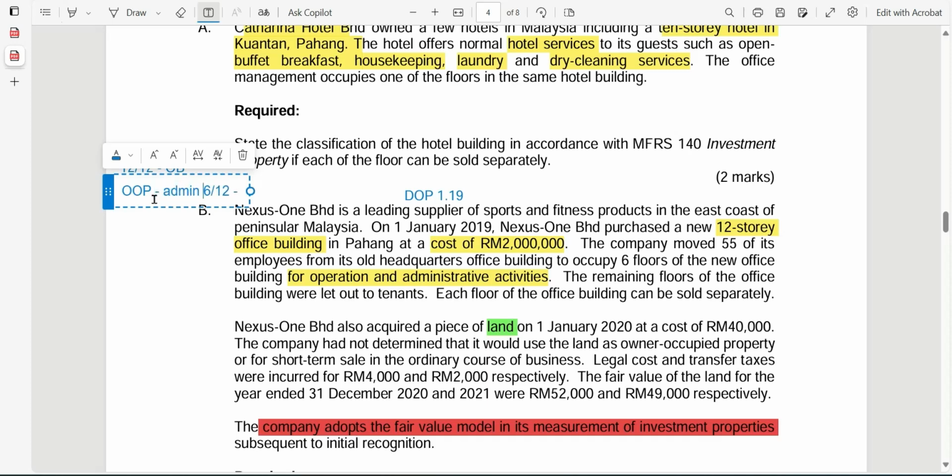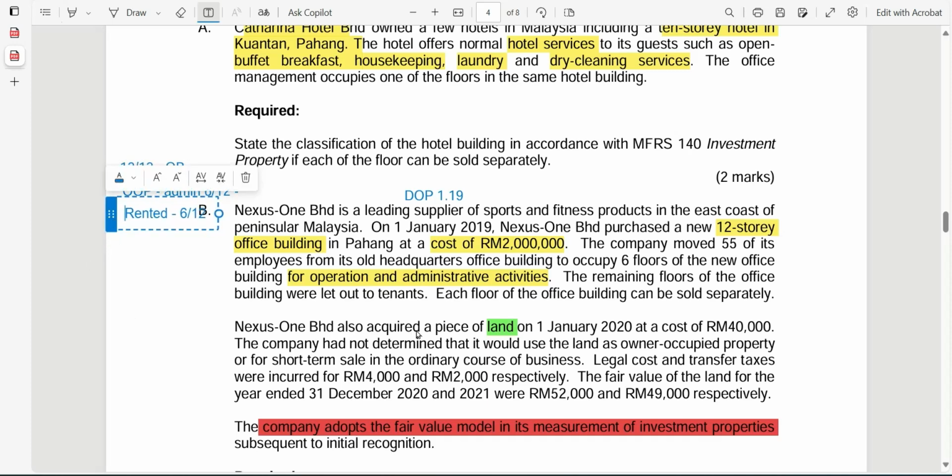So how many floors? 6 floors. And if you read the remaining floors, the remaining 6 floors, you are informed it was being let out to the tenant. So that means it is being rented out. So 6 out of 12 is going to be held for the purpose of rental. So that rental means it looks like it is an IP.